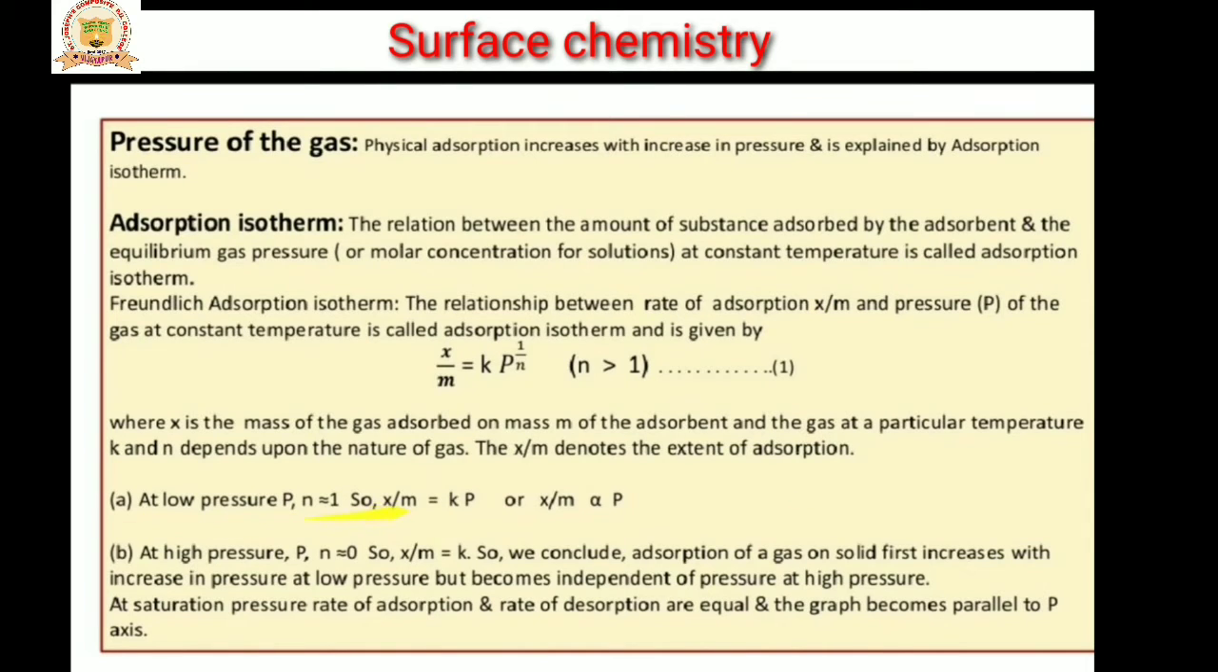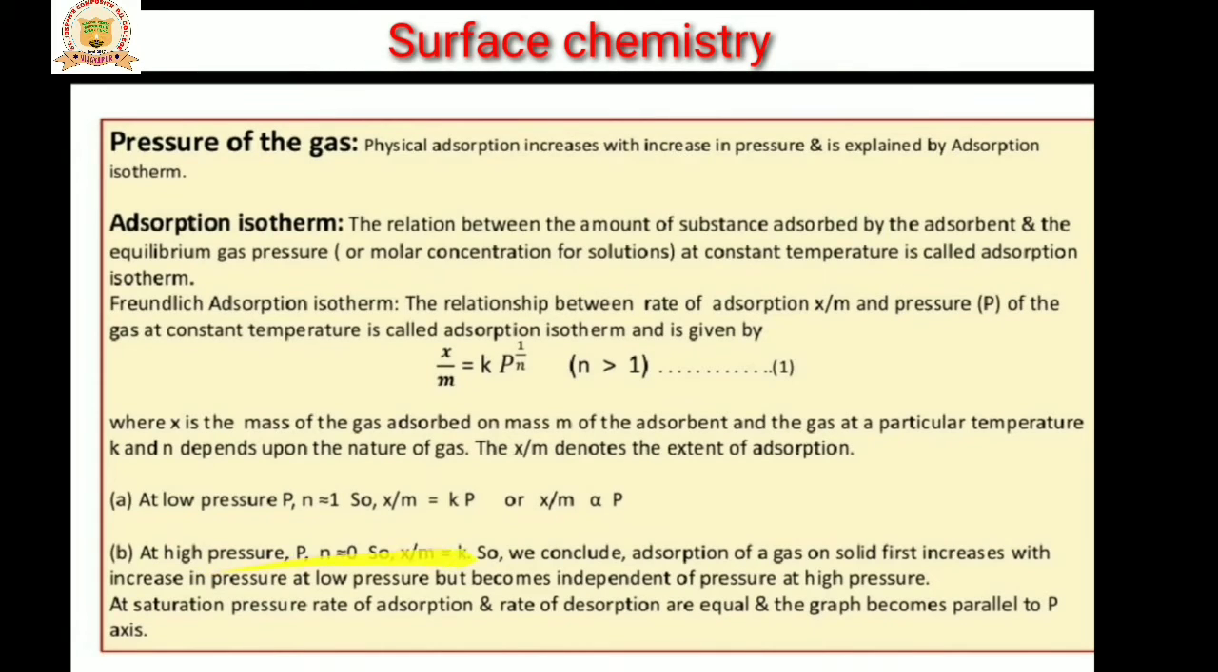At low pressure P, 1 by n is nearly equal to 1. So the x by m value becomes K into P, because n equal to 1 means 1 by 1 is 1 only, and P raised to 1 is P. So x by m is equal to K into P. At low pressure, the extent of adsorption is directly proportional to the pressure.